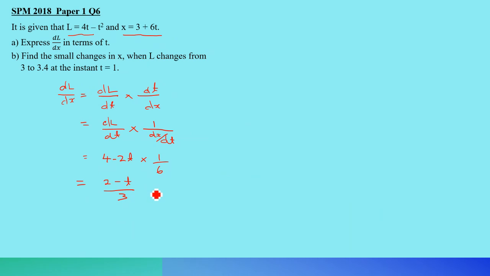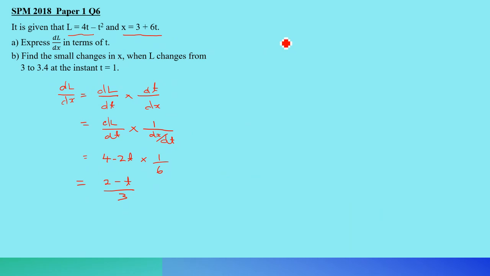Okay, so you have found this. That is the answer to your part A. This is called the chain rule, the way to do it in the concept of a chain rule. Then the second part is they ask you to find the small changes in x when your L changes from 3 to 3.4. So we are talking about the concept of small changes.